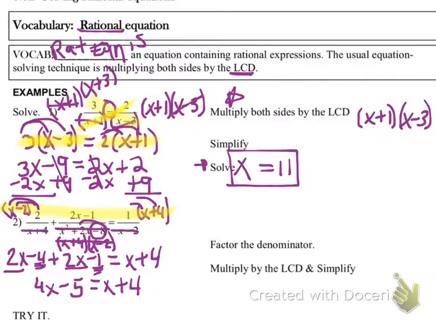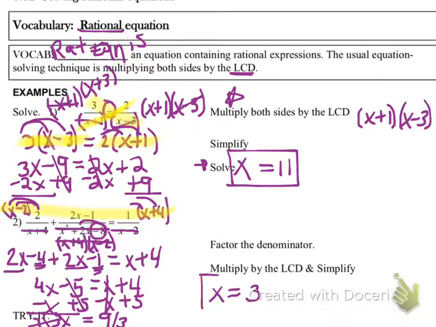Okay, now I need to get my x's on the same side. So I'm going to subtract x from both sides. And then I'm left with, I'm running out of space here, I'm left with 3x here. And then I have to add 5 over to the other side. So equals 9. X still isn't alone, so divide by 3. X equals 3.